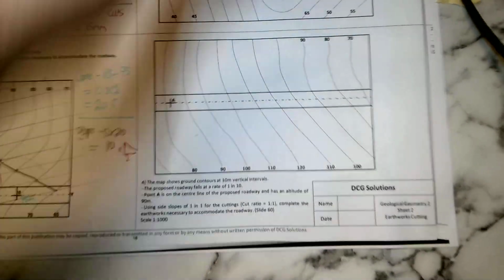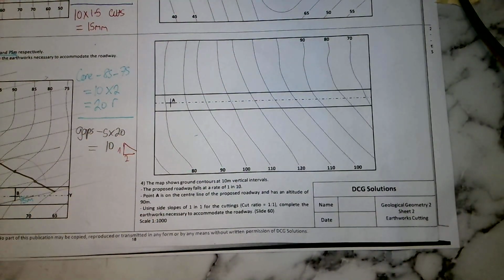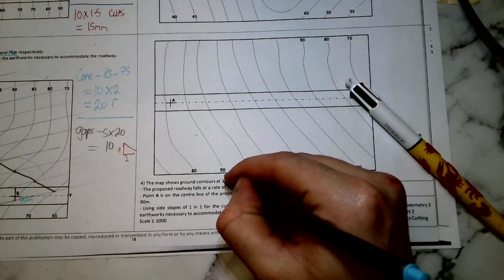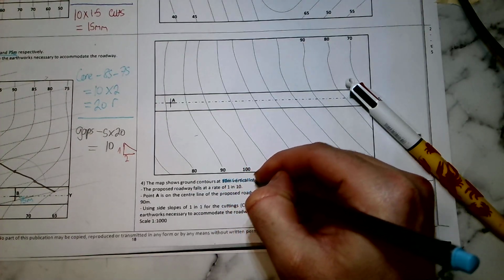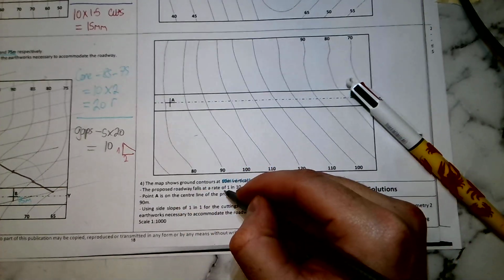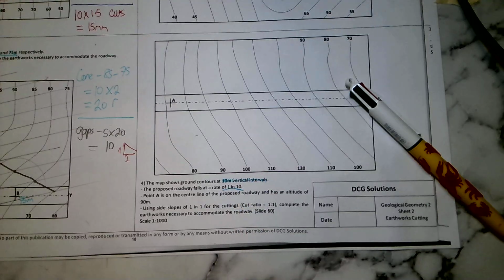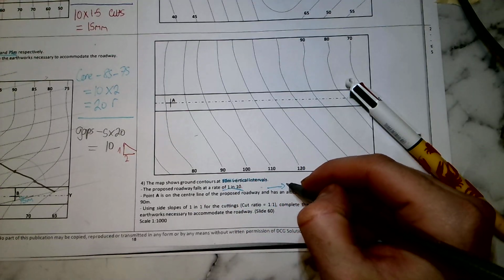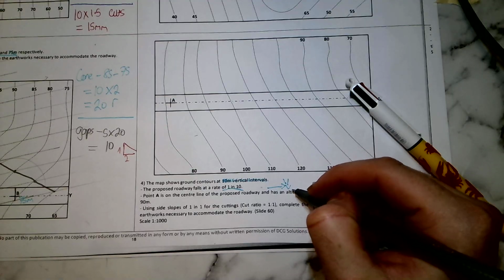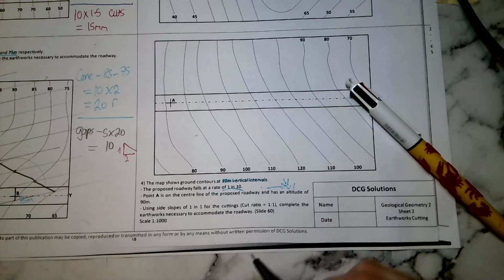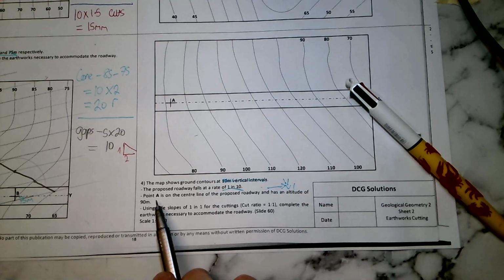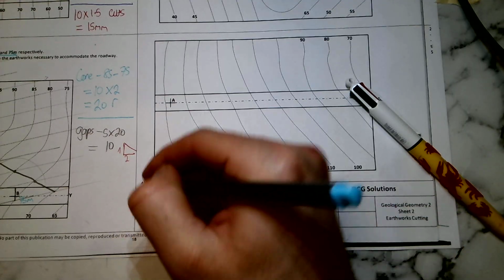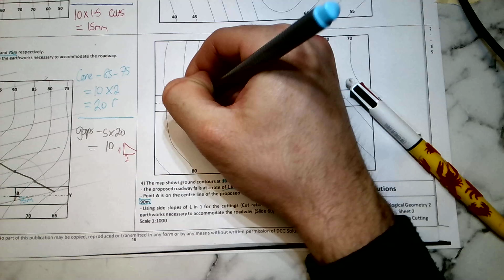We go on to the final question then. Straight away, we come down here and start underlining it. The map shows ground contours at 10 metre vertical intervals. The proposed roadway falls at a rate of 1 in 10. That's a nice even number to get. That's just saying if I walk out 10 metres, I'm going to lose a height of 1 metre because it's falling instead of rising. Point A is on the central line of the proposed roadway and has an altitude of 90. Point A is at 90, and I'll come up here and write 90 metres there.